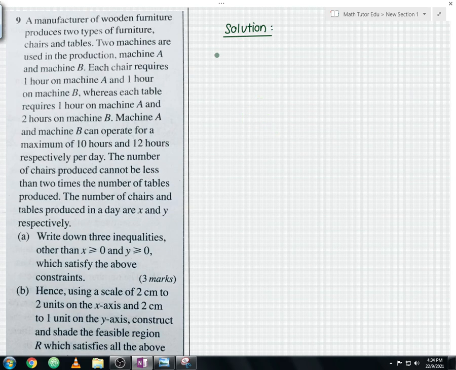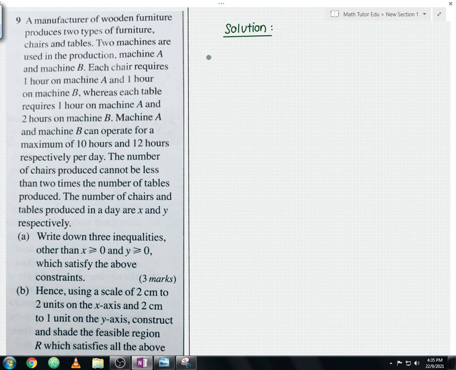Okay, let me read the question now. A manufacturer of wooden furniture produces two types of furniture, chairs and tables. Two machines are used in the production, machine A and machine B. Each chair requires 1 hour on machine A and 1 hour on machine B, whereas each table requires 1 hour on machine A and 2 hours on machine B.